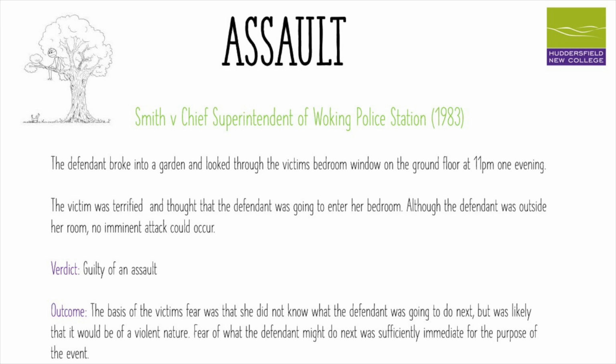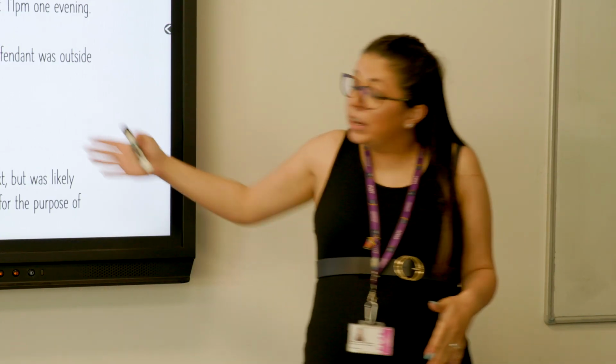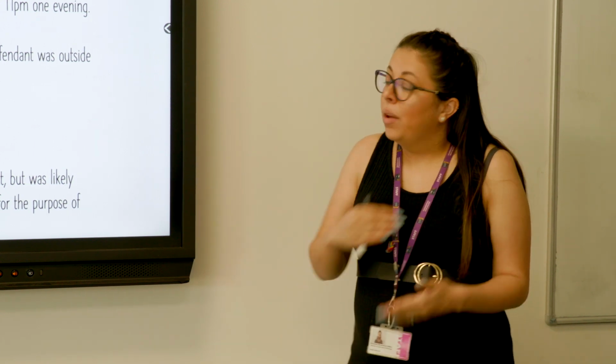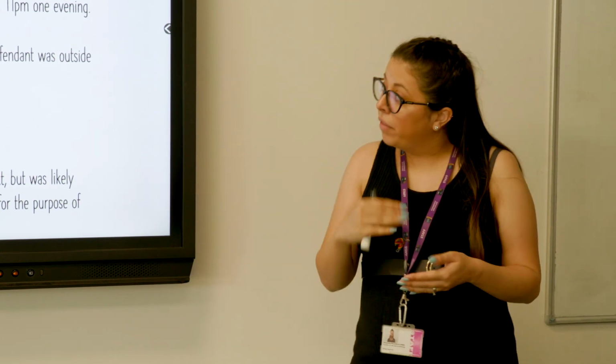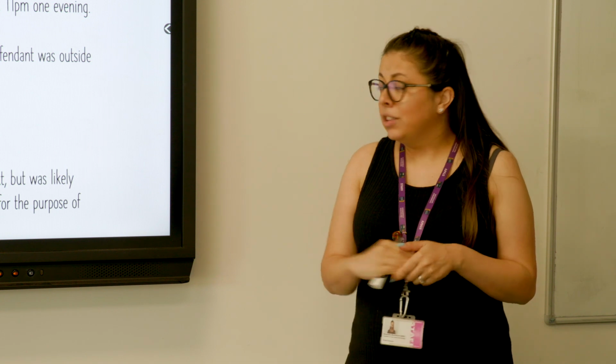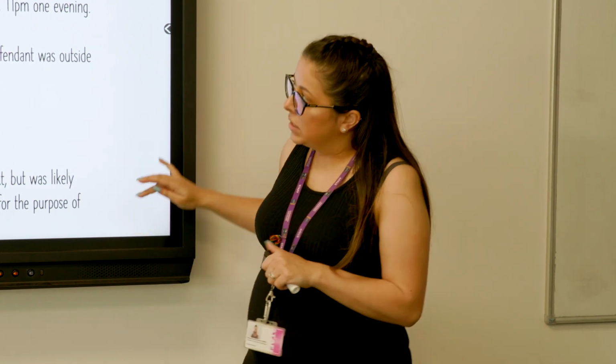The basis of the victim's fear was that she did not know what the defendant was going to do next, but was likely it would be that of a violent nature. Fear of what the defendant might do next was sufficiently immediate for the purposes of this event. No one had any idea. Was he going to break in? No one knew. The focus is on what the victim thought, and the victim thought she was in immediate danger, and therefore an assault was satisfied.